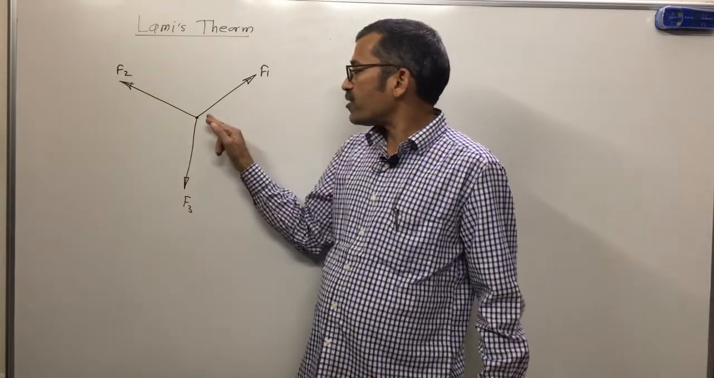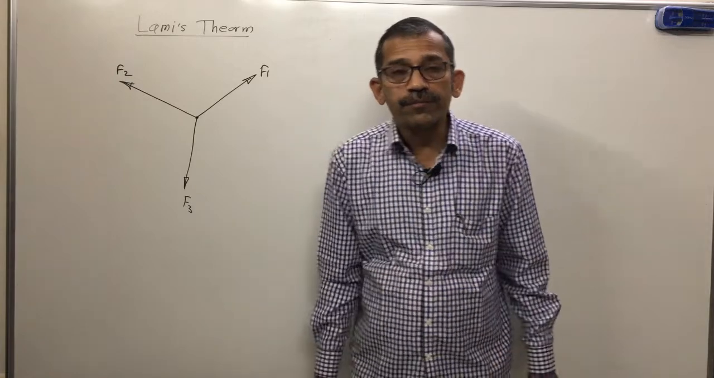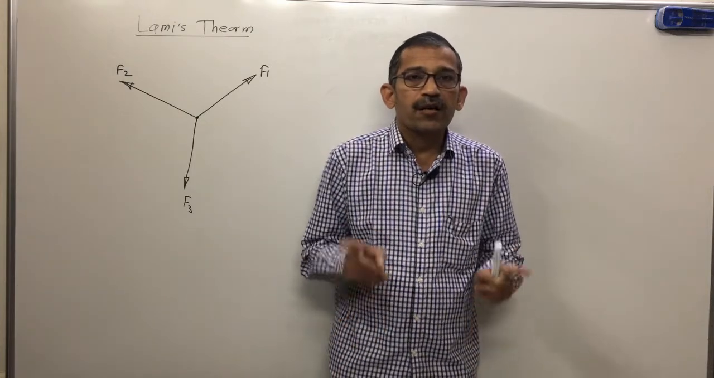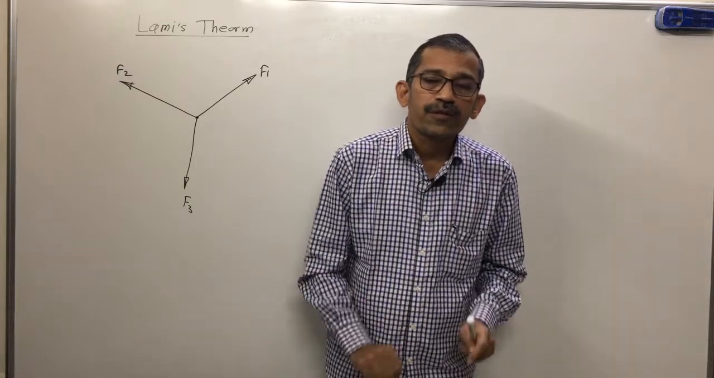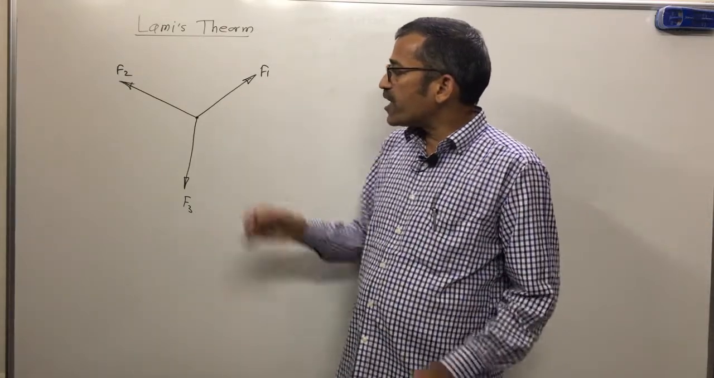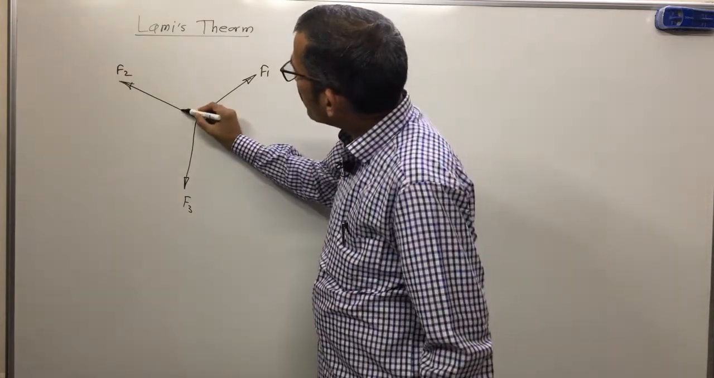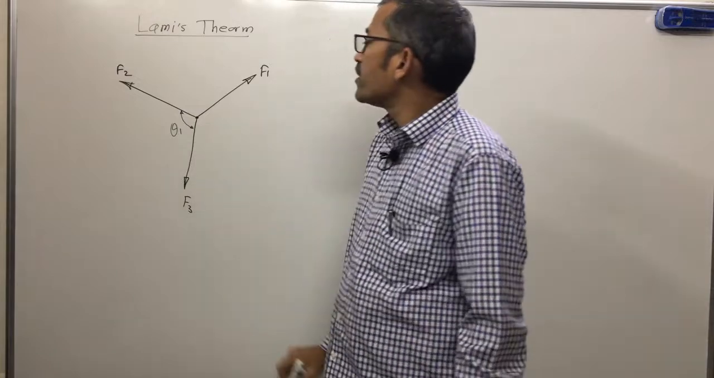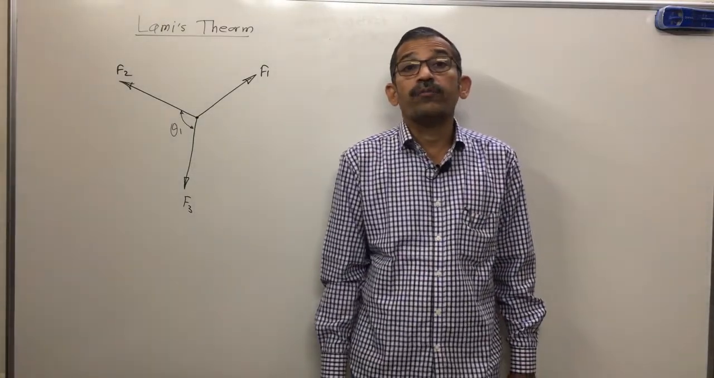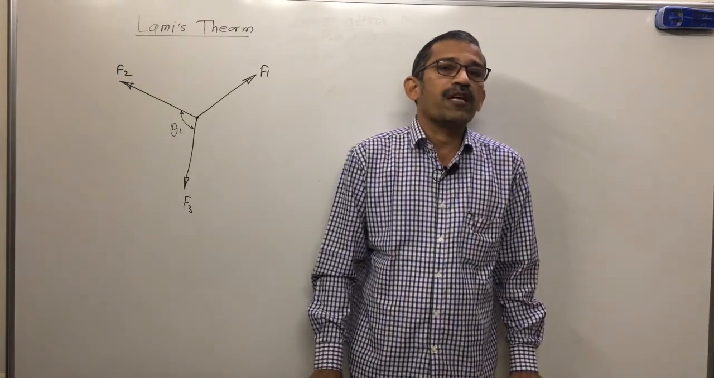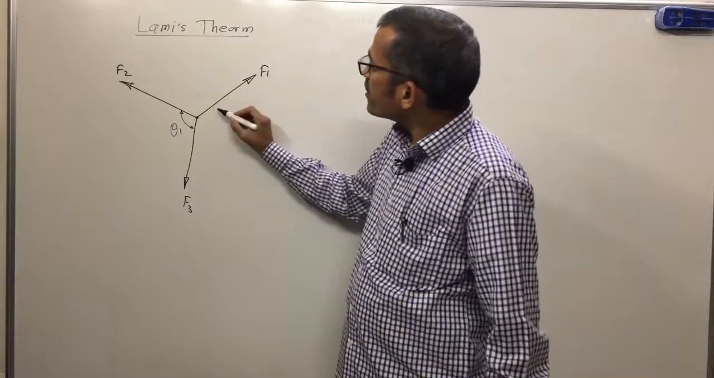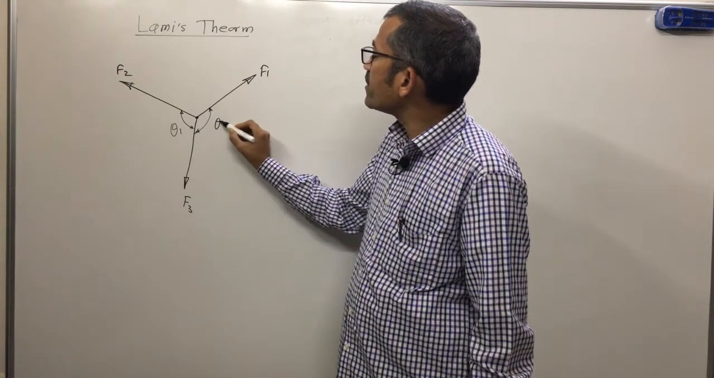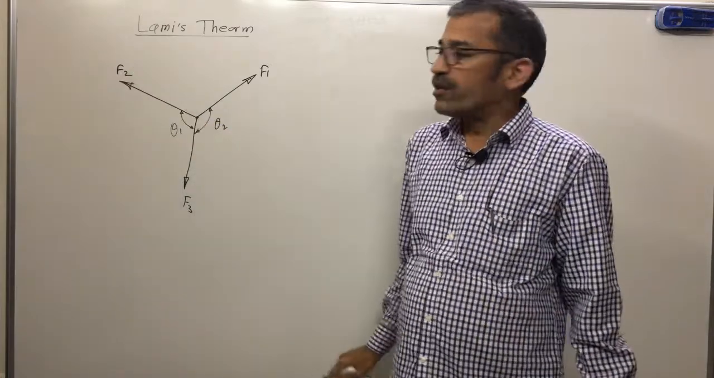When such 3 forces act on a body and the body remains in equilibrium, then all 3 forces are directly proportional to the sine of the angle between the remaining 2 forces. F1 is directly proportional to the sine of the angle between F2 and F3. Say this angle is theta 1. F1 is directly proportional to sine theta 1. F2 is directly proportional to the sine of the angle between F1 and F3. Say this angle is theta 2. F2 is directly proportional to sine theta 2.